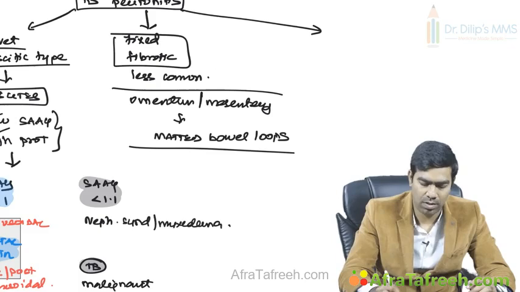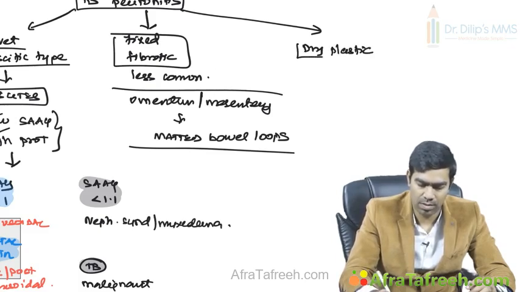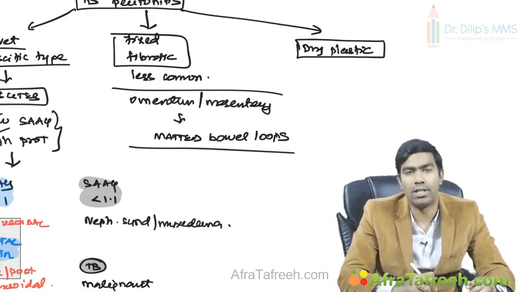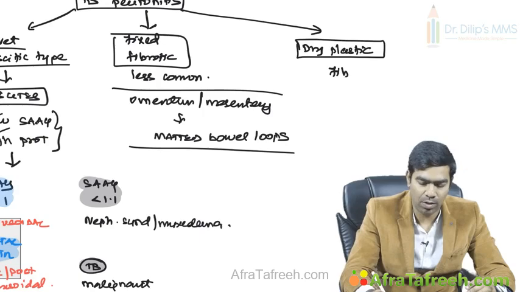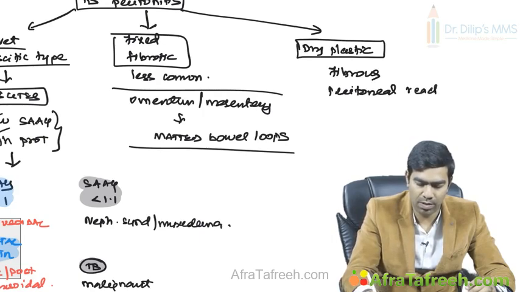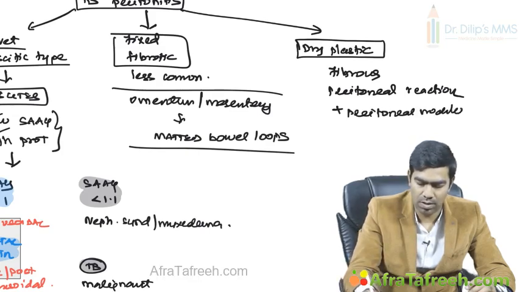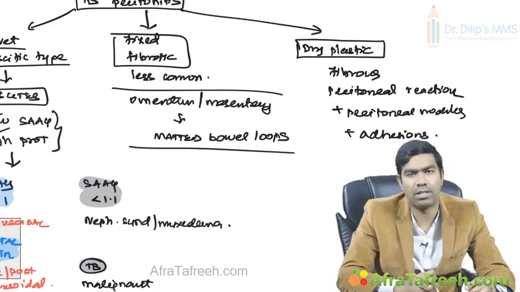Third form is what we refer to as a dry plastic form. So in this condition, you will have a fibrous peritoneal reaction. And peritoneum will go for fibrosis. You will have a fibrous peritoneal reaction. At the same time, lot of peritoneal nodules and adhesions. So this is dry plastic form.